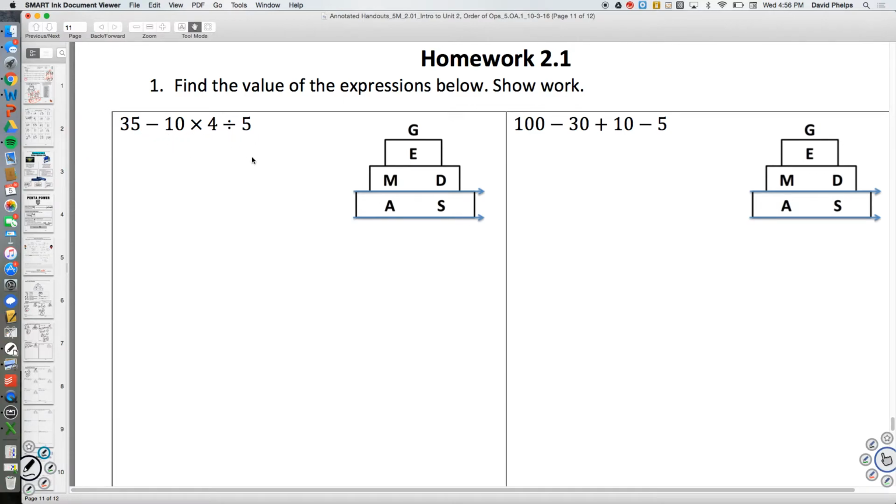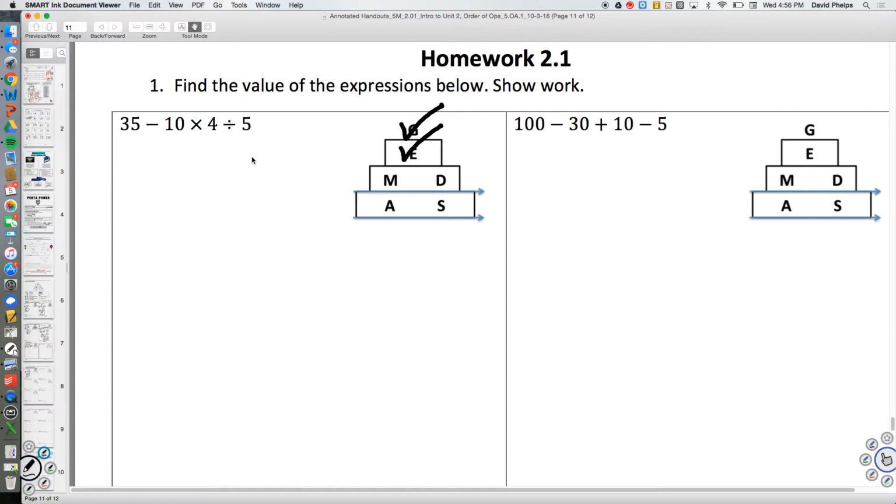It's tempting to just start with the numbers in the front, but you don't. You actually work with GEMDAS in the specific order. So G, grouping symbols. Do I see anything that's in parentheses or brackets? Nope. So put a check there because we worked on that one and we're done. E, exponents. Do I see anything that's an exponent? Nope. Put a check. Moving on.